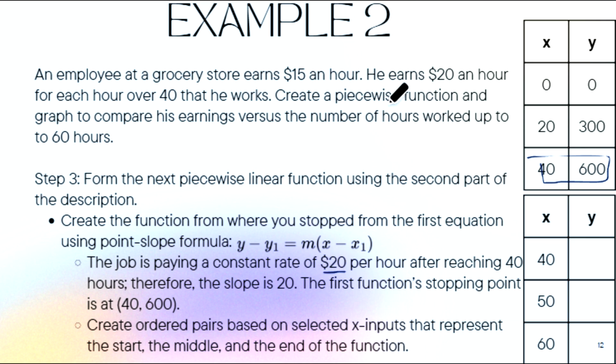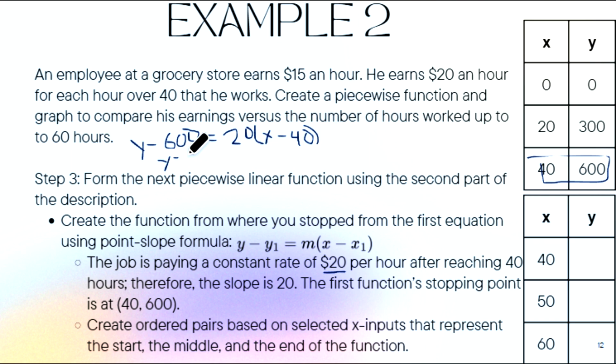We're on the second section. So this is our m, this is our slope. After reaching 40 hours, therefore the slope is 20. The first function stopping point is at 40, 600, okay? So we have y minus y1, which is 600, equals m, which is 20, times x minus x1, which is 40.